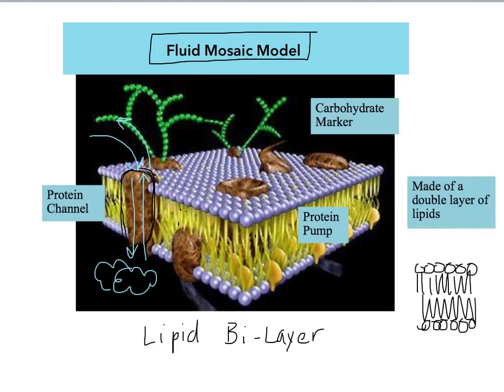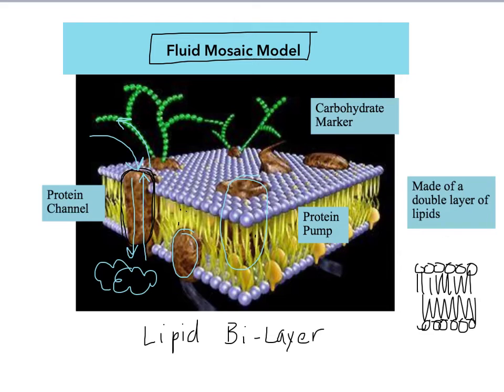There are also some other proteins that are stuck into the membrane. You can see not all of them go all the way through. And those other proteins could be a protein pump. They also move things in and out of the cell membrane, but they force them or pump them in one direction or another. We'll talk more about those as our cells unit goes on.